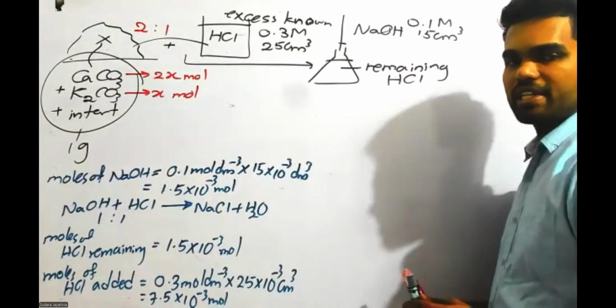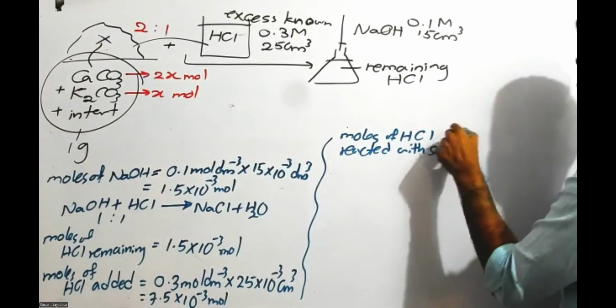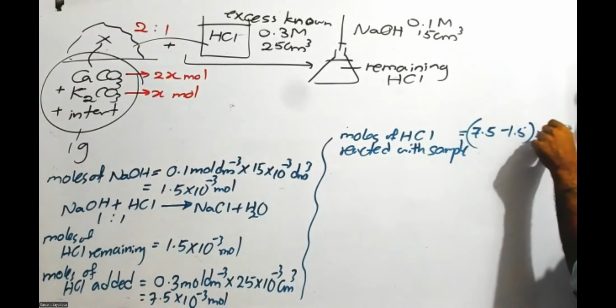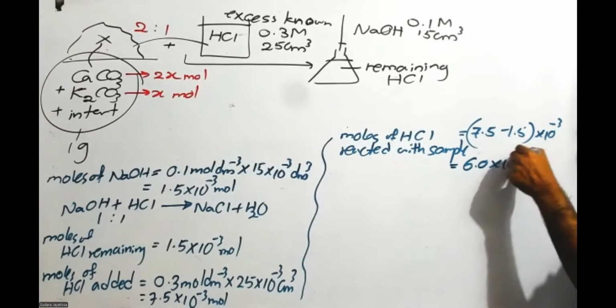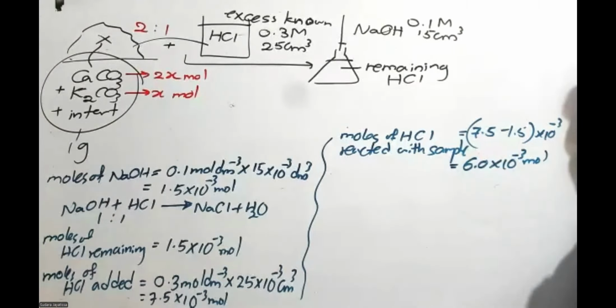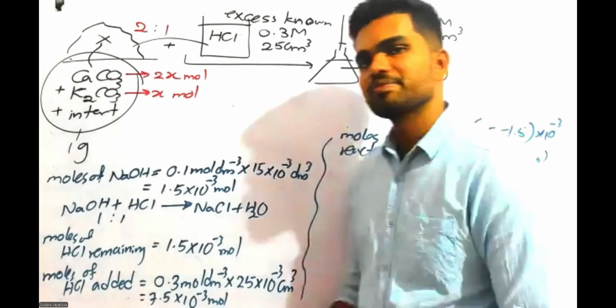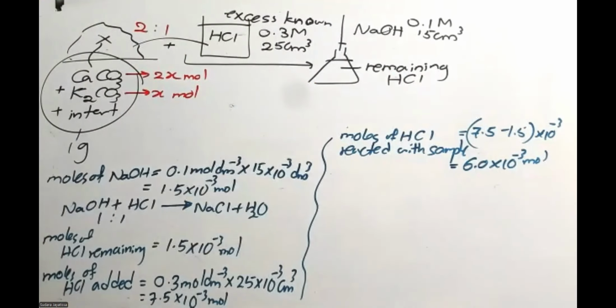So moles of HCl reacted with sample. This is reverse titration now. It is equal to 7.5 minus 1.5 into 10 to the power minus 3. I took the minus 3 as a common factor because space is not enough. So it is 6.0 into 10 to the power minus 3 moles. This is the number of moles of total HCl reacted. Okay. Is that clear? That reverse titration thing up to there? Any doubt on that, go through that part again.